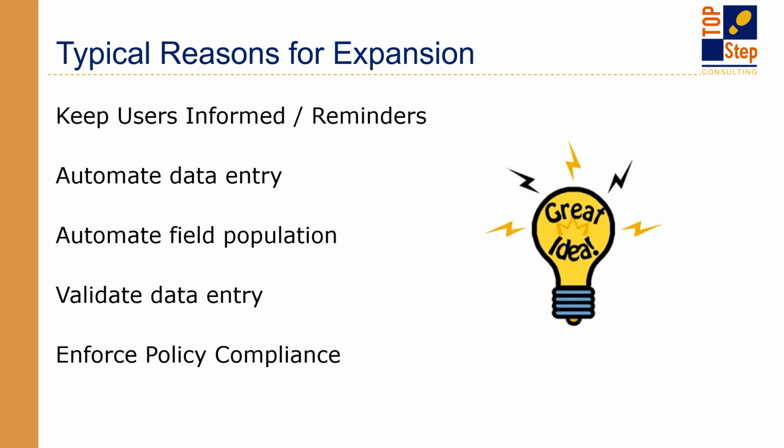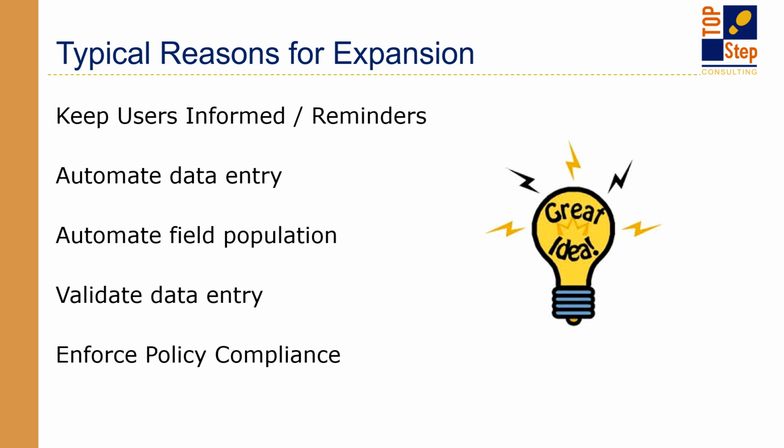The other thing is it can automate data entry. That's a really good reason for expansion. Who doesn't like automation? There are pros and cons to automation, I will forewarn you. The same way with automating field population. You also could have expansion to validate data entry. Are they putting the correct data in there? Are they just putting junk in there so that they can get to the next step? And it also can help enforce policy compliance. Who wouldn't want to expand their PSA system to do all this?